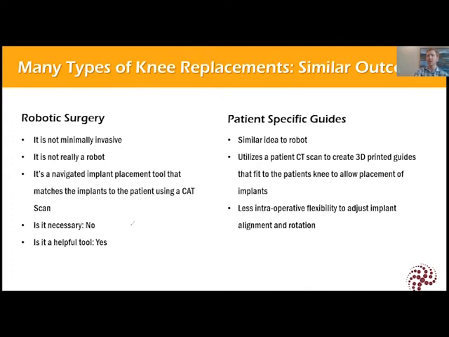Is it necessary? No. We've been performing standard instrumentation knee replacements for many years, and the outcomes have not really shown a difference. It can be surgeon preference, but this is a relatively newer option, and I do like it. I think it works well for certain patients. And then there are also patient-specific guides, also based on a CT scan, that use 3D printed guides. Also not necessary. We use this in complex cases, but the standard instrumentation does work quite well.